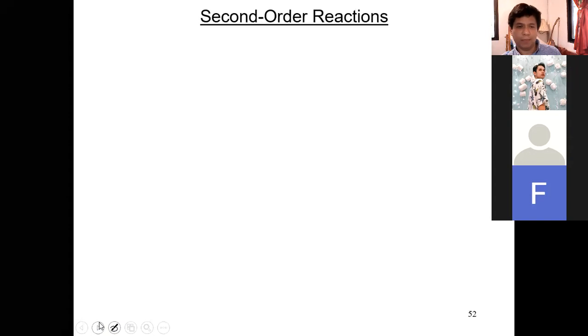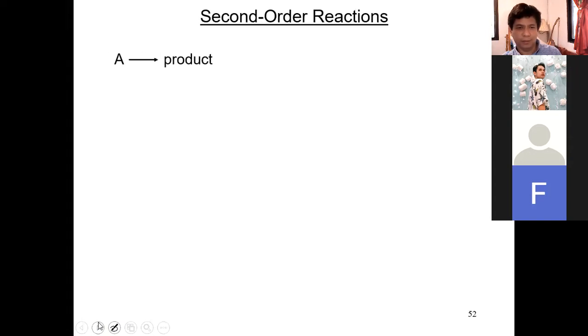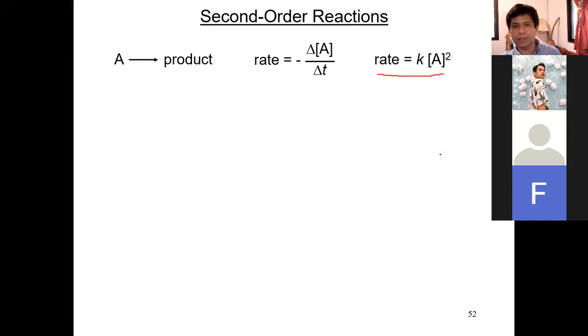Nakuha na natin yung half-life. Pino-forward ko na sa, this is the second order reaction. So, ito. Di ba, when you have a second order reaction, yung concentration is squared. Rate is equal to rate constant times the squared of the concentration of A. Okay? So, ano yung unit ng K? Anong unit ng K pag second order?